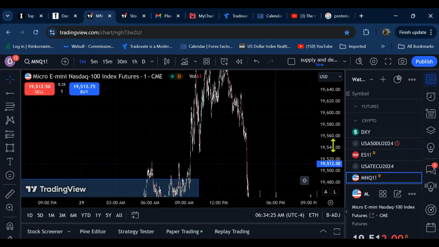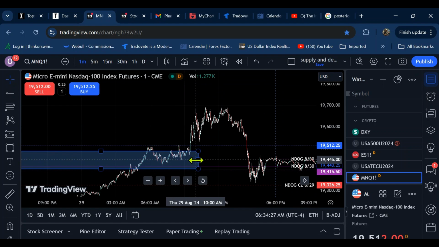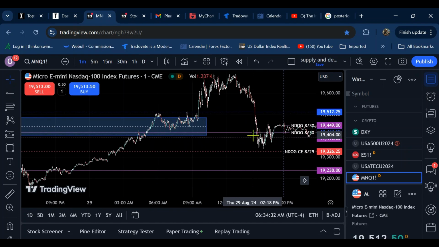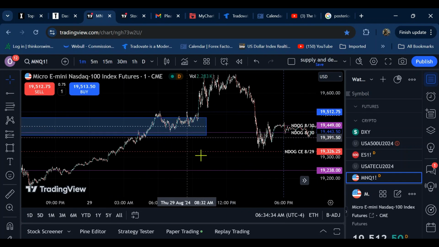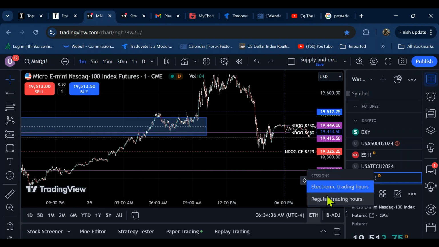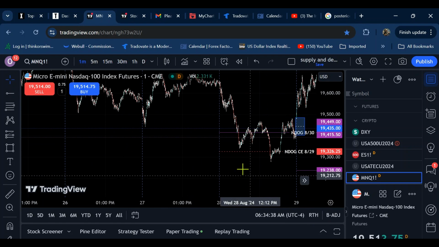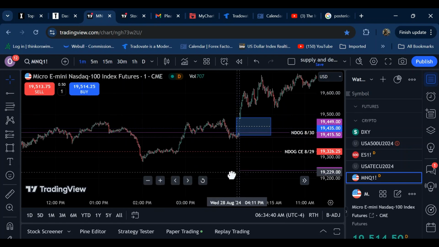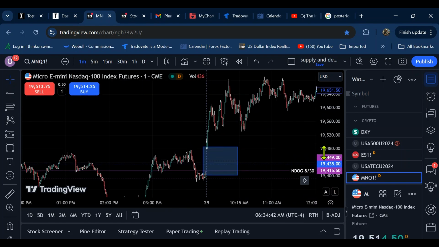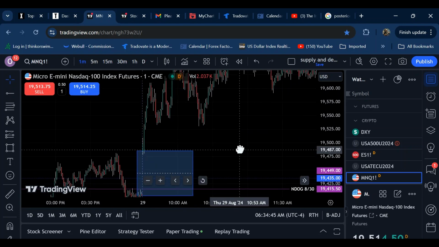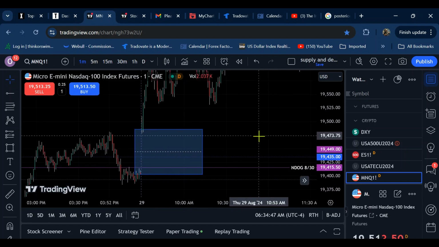But the algorithm sees it as nothing took place in the busiest session. That's why it wants to revisit. So having that opening gap, changing it to regular trading hours, annotating it on the chart, and then you can go back to electronic trading hours, because it will refer sometimes to the high and low of the Asia session.